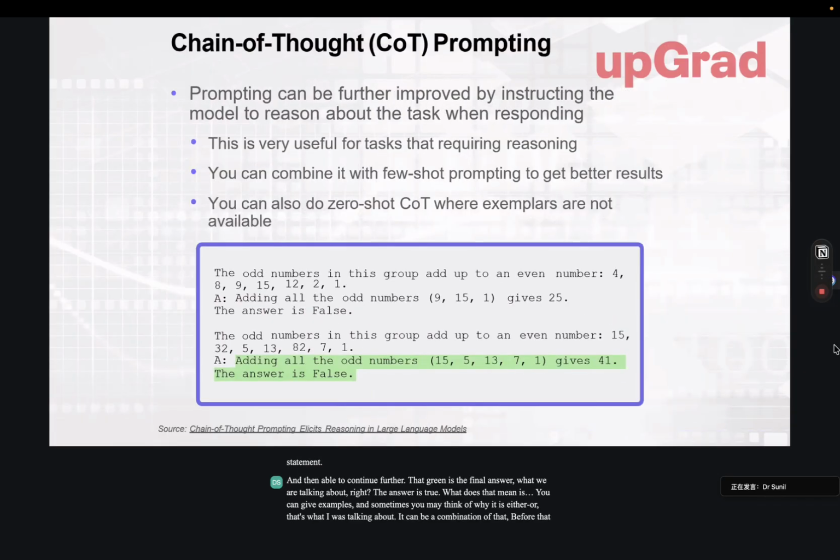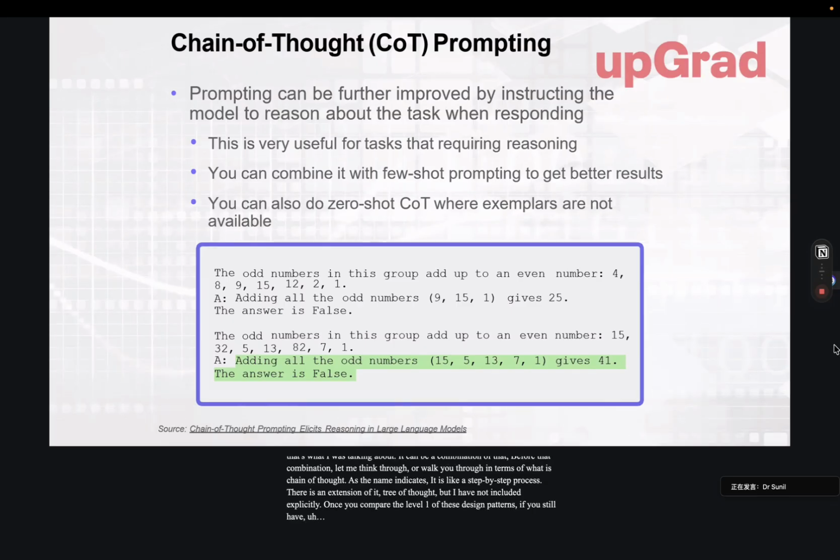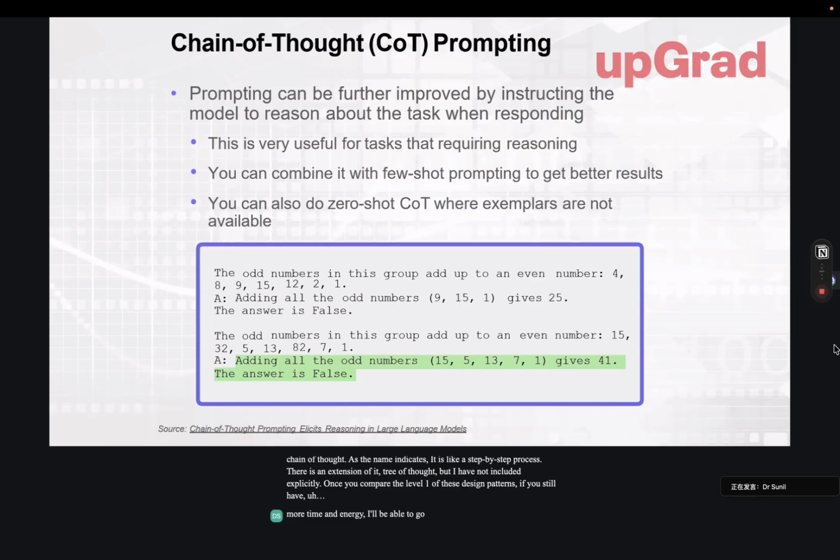Before that combination, let me walk you through what chain of thought is. As the name indicates, it is a step-by-step process. There is an extension of it, tree of thought, but I have not included it explicitly. Once you compare the level 1 of these design patterns, if you still have more time and energy, I'll be able to go a little deeper into the other things as well.